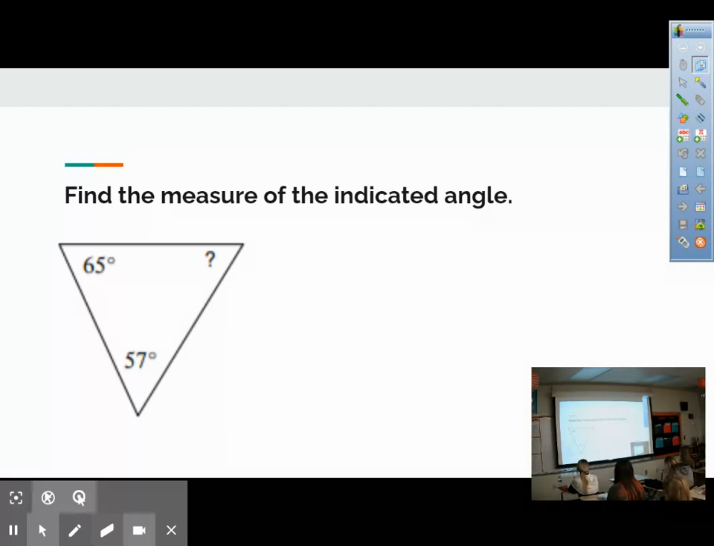Now what I want you to do, and Natalie, since your partner's not here, you're going to talk with Lakin and Maddie. I want you to turn to your partner and tell your partner what answer you got for the measure of the indicated angle. And then I'm going to call a number, and this person's going to come up to the board and explain to the class how they got their answer.